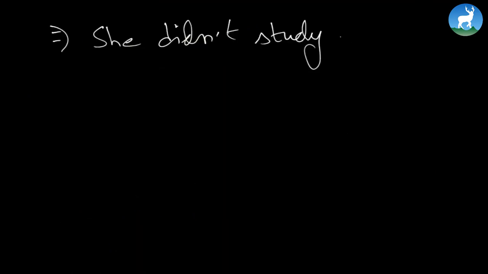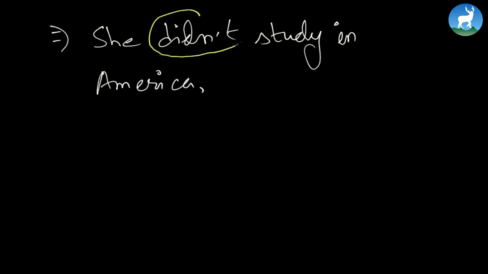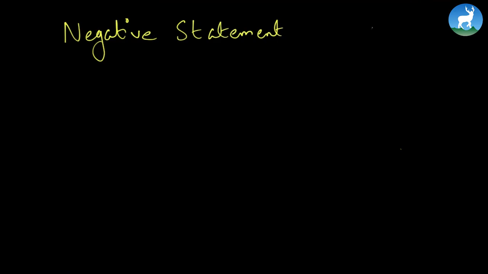Let's go with one more example. "She did not study in America." Here again we have to bear in mind the simple past. If the statement is negative, the question tag will always be positive: "She didn't study in America, did she?" I'll make a chart here to further clarify the statement and the question tag. First, let's work on the negative statement with a positive tag. I'll write down a few examples here.